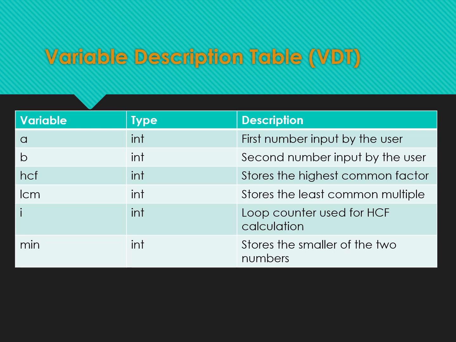Then we have HCF. This variable stores the result of the highest common factor after the calculation is done. Finally, LCM is used to store the least common multiple once it's computed. Using the VDT helps us understand the role of each variable in the program and ensures that the logic is organized and easy to follow.